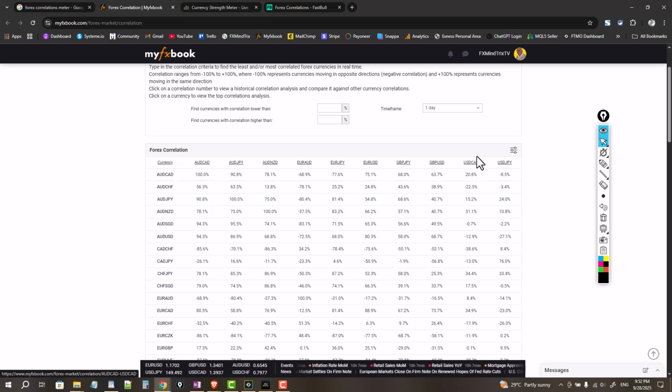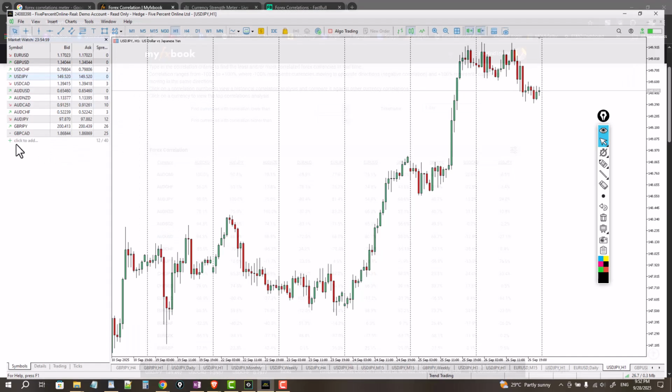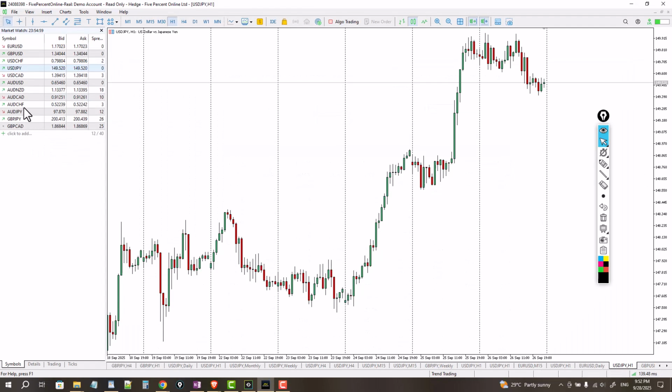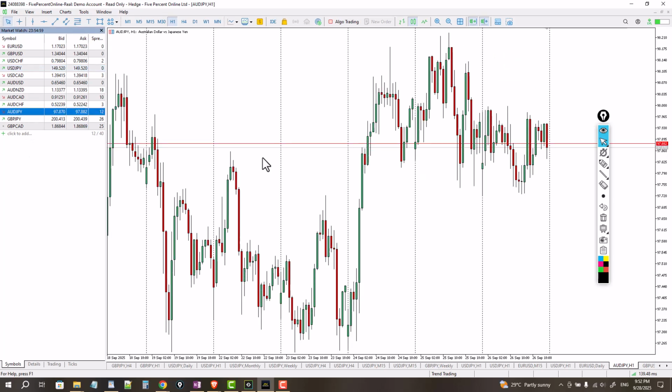AUD JPY, USD CAD. Now, when we look at the chart of the AUD JPY, where is it? Let me see, do I have it here? Yes, I do. So I'll just drag it onto the charts, and you can see this is what it did. It's almost like it's in a range, okay? It's been moving kind of like in a downtrend, but then it broke above resistance, and now it's kind of moving like it's in an uptrend. It's kind of choppy, okay?